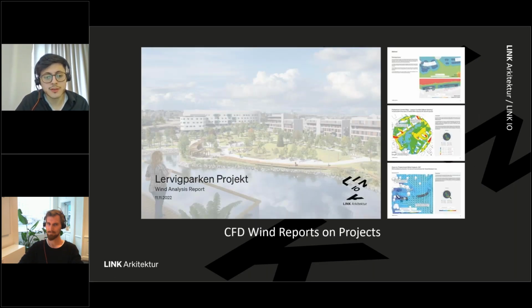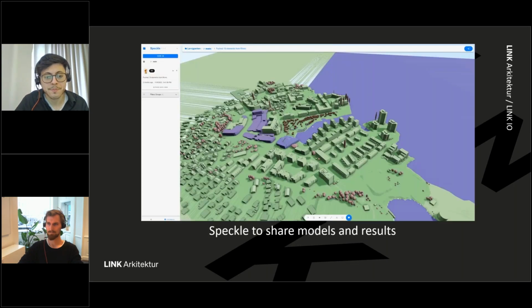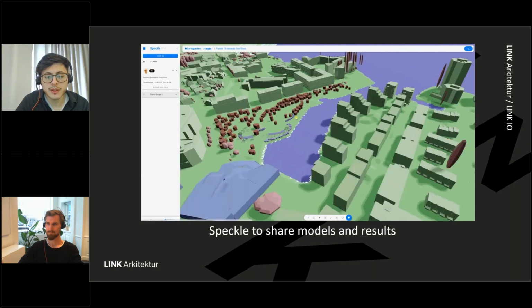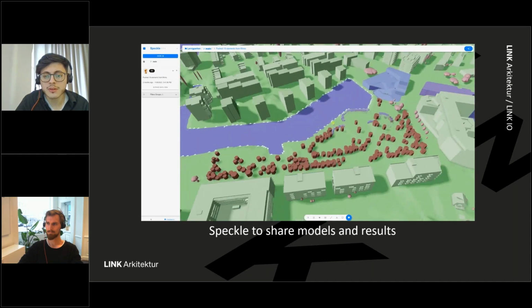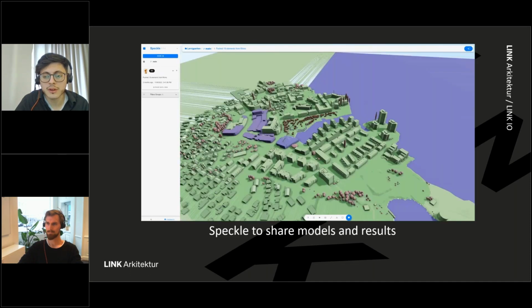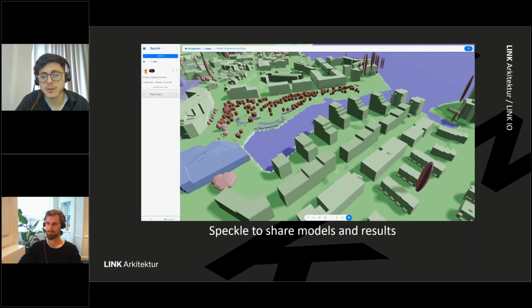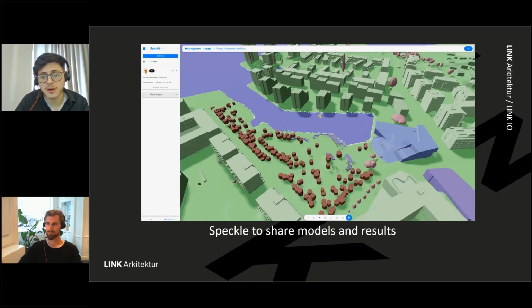We have also had the chance to develop CFD wind reports on some of our projects around Scandinavia. And here you can see the example of a Leibig Packing project in Stavanger, where it's going a little bit deeper into our designs and how we are achieving wind comfort with our architectural approach. Also, it has been really nice to use other external tools such as Speckle to share the models, for example, with the municipalities or clients and colleagues, and also the results that we achieve after running a simulation on Simscale.